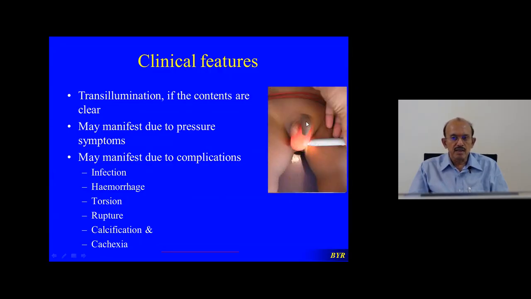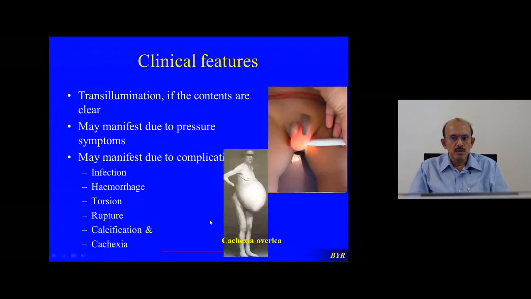So this is the test of transillumination. This patient is having a large ovarian cyst and she is having cachexia. This is called cachexia ovarica.